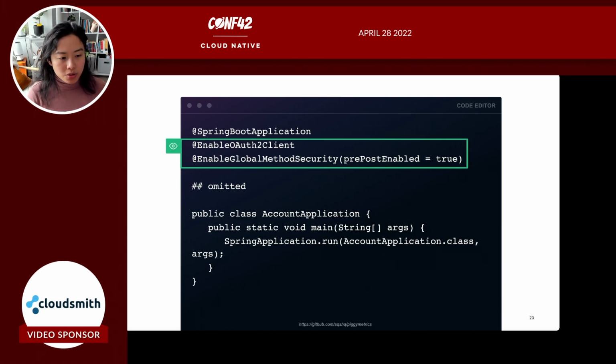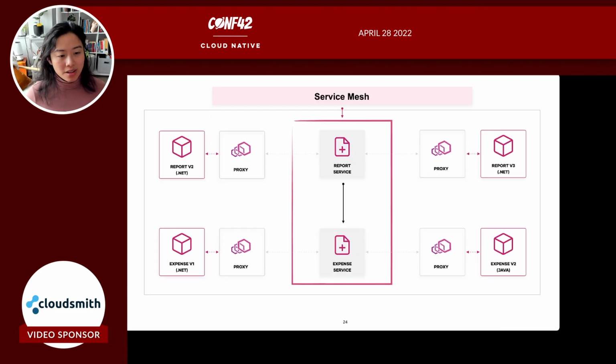Now, in Spring, it's really easy to get this done in that you have an OAuth 2 client annotation as well as a global method security annotation, and then you can configure how services communicate to each other. But if you have something like .NET, Go, or something else, that doesn't really exist. It's not that easy to implement. You have to build it yourself. So in this case, you can push it into, once again, the service mesh.